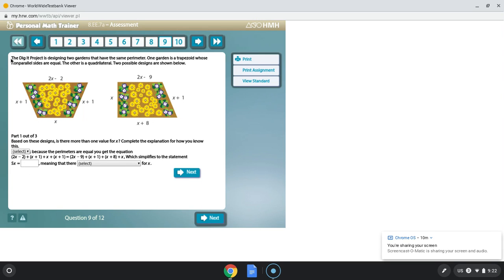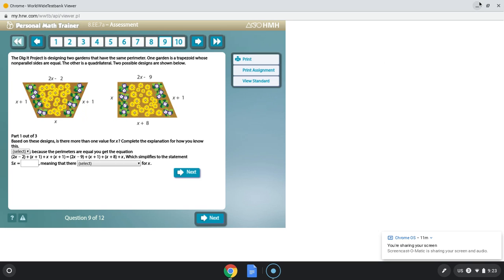So let's read it again. The Dig It project is designing 2 gardens that have the same perimeter. One is a trapezoid whose non-parallel sides are equal. These two are parallel, and these two are not parallel, so these two sides are equal. And the other one is a quadrilateral. 2 possible designs are shown right here. So now, are they going to be equal? I guess we're going to have to write an equation and then solve it and see if they're going to be equal or what we get.